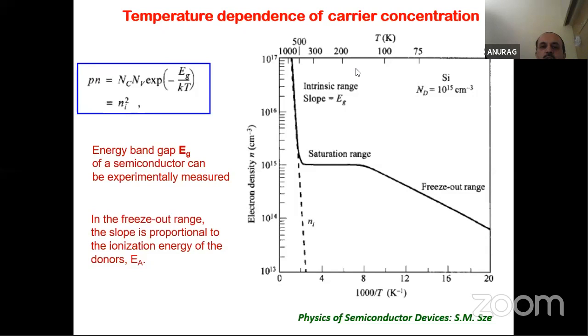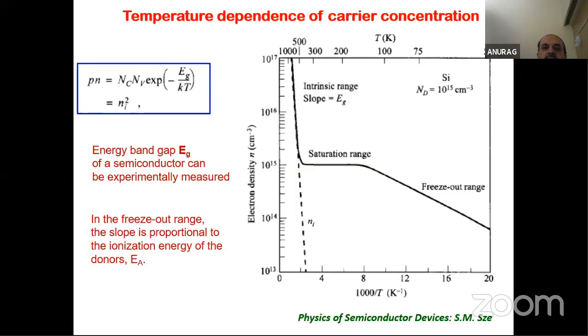If you do this, you see the variation of electron density or carrier concentration as a function of temperature. On the bottom x-axis, you plot 1000 by T, the reciprocal of temperature, and on the top axis, you can see the corresponding temperature in Kelvin. You see there are clear-cut 3 regimes: one what we call the freeze-out regime, another is the saturation range, and the third is the intrinsic range. From this measurement, as I was saying earlier, you can find out a lot of information.